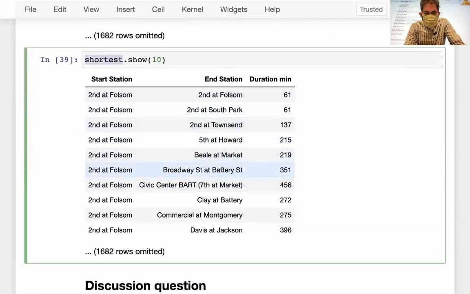Here we can see some places that are a little bit farther away, like the Civic Center BART took 456 seconds, so a little less than 8 minutes. So here I think is like a good way to measure distance between physical locations, where the distance is how fast can somebody possibly bike there.